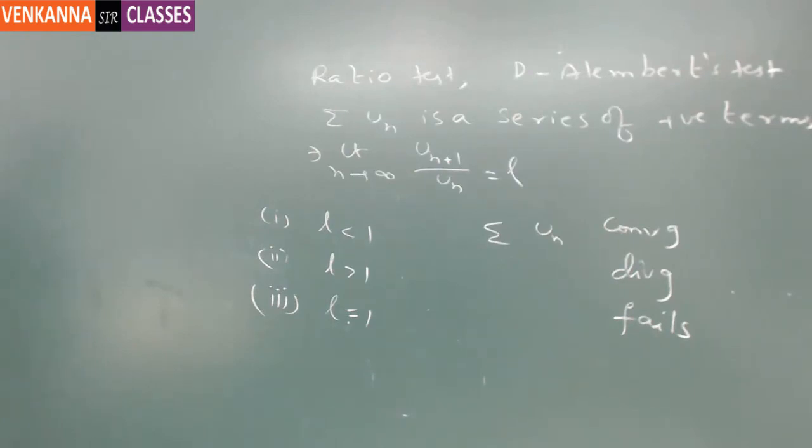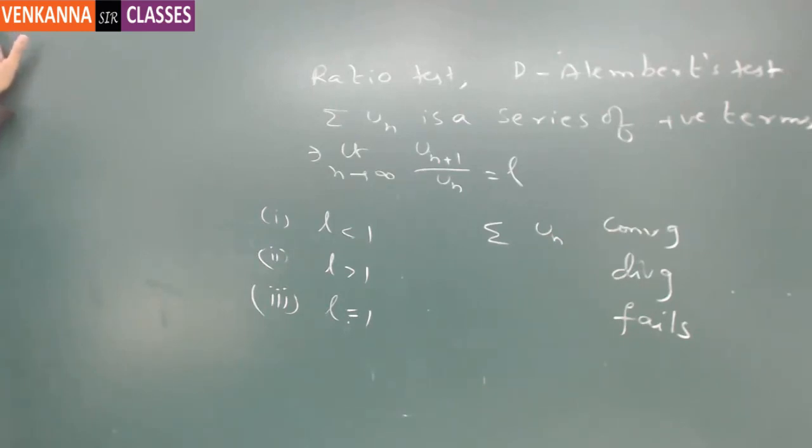So it is again the same ratio test. Here the condition is a little modified. So if you have a series of positive terms, you calculate the limit. If the limit is less than 1, it is convergent. If it is greater than 1, it is divergent. If limit value is equal to 1, the test fails.